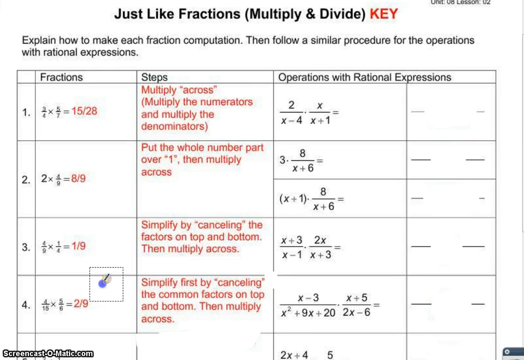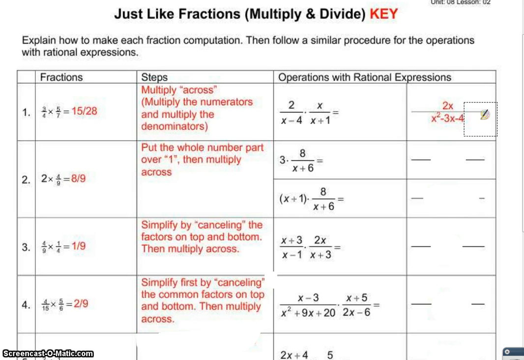Okay, so let's look at 1 through 4 using the operations with rational expressions. Let's look at number 1. On problem number 1, I have 2 over x minus 4 times x over x plus 1. Remember, I'm going to multiply across. So when I multiply across, I have 2x in my numerator, and I'm going to FOIL the denominator, and I get x squared minus 3x minus 4.